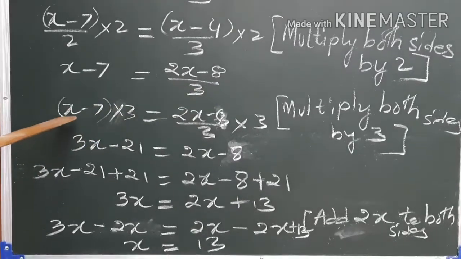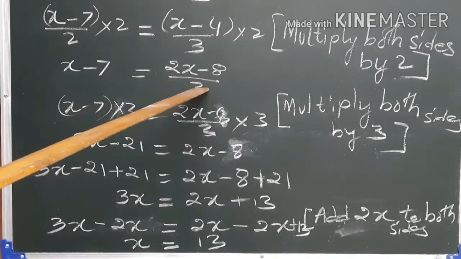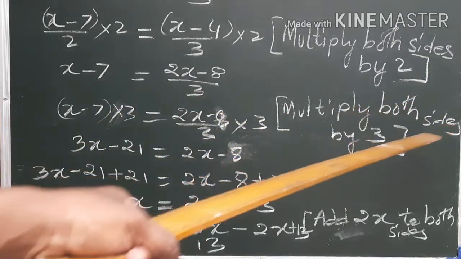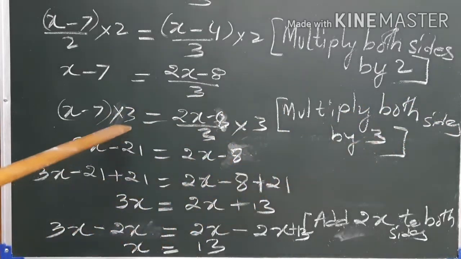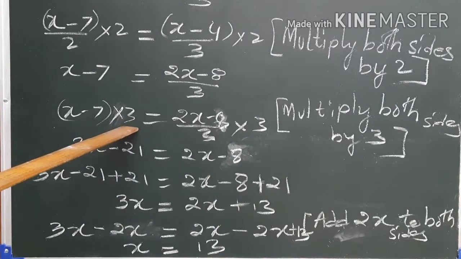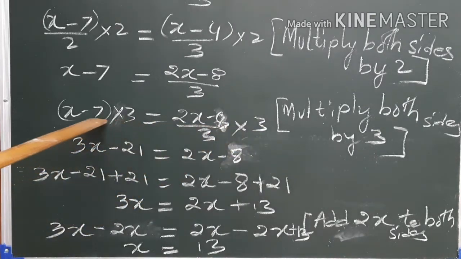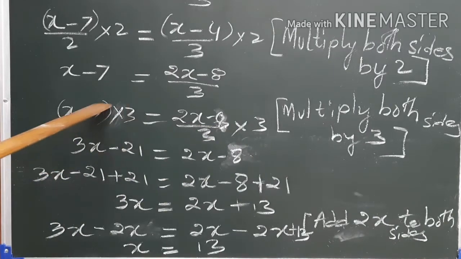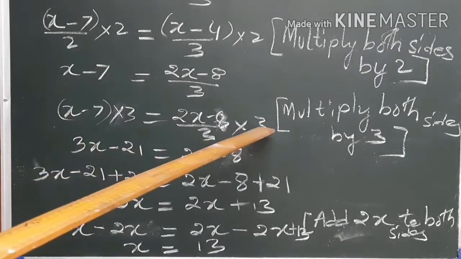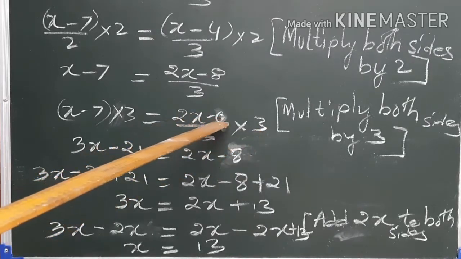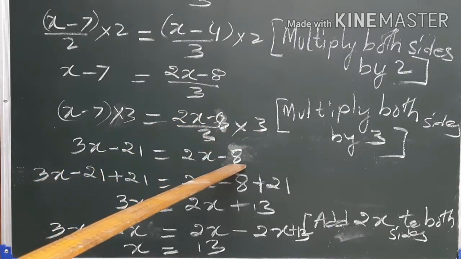Now we are left with this. So we have to remove this 3 now. In order to remove this 3, multiply both the sides by 3. So on multiplying both the sides by 3, 3x, 3 7s are 21, and this 3 and 3 get cancelled. So we are left with 2x minus 8. 2x minus 8 we are left.